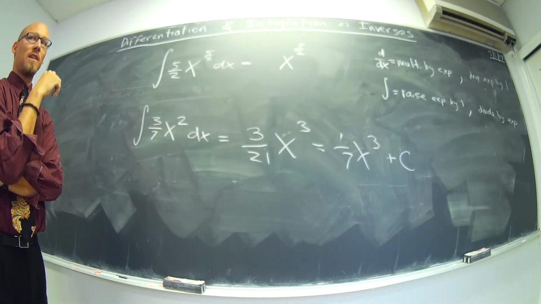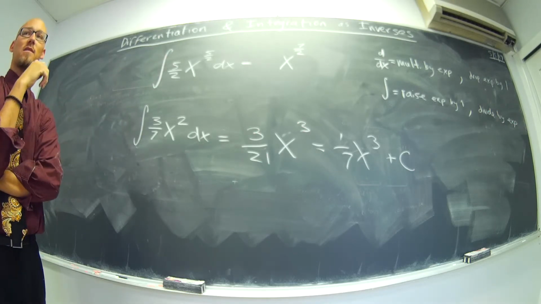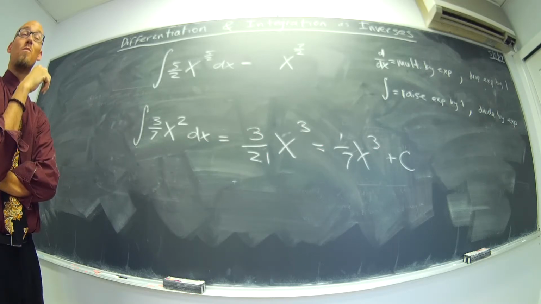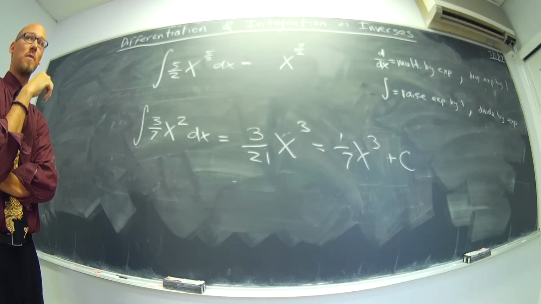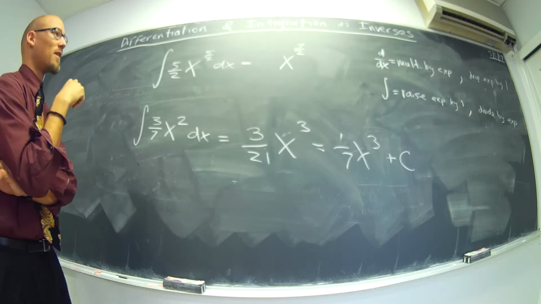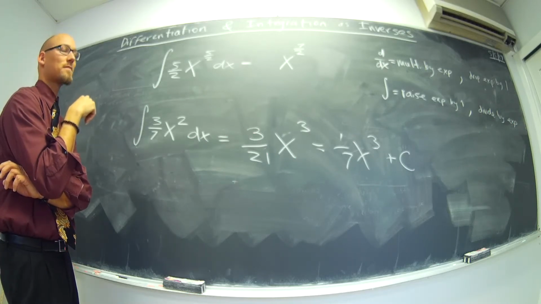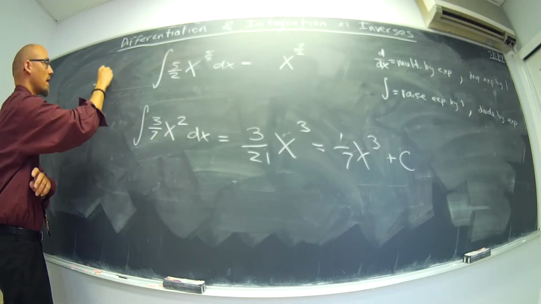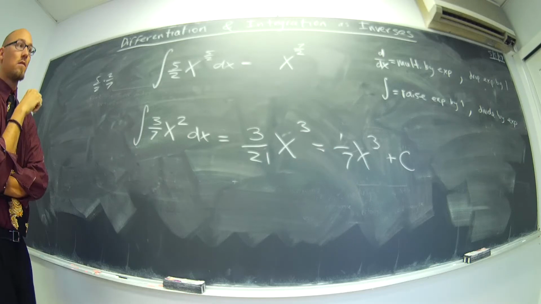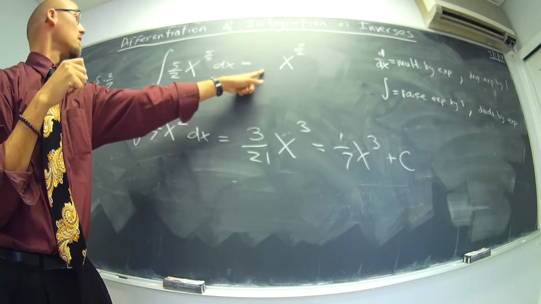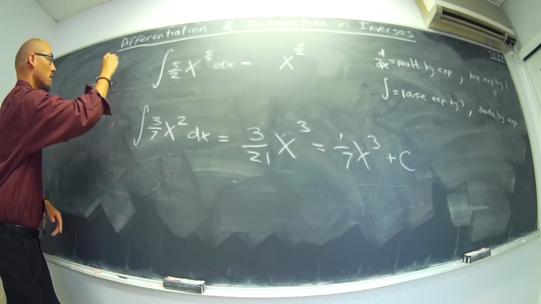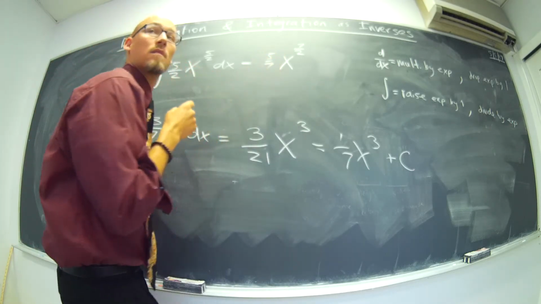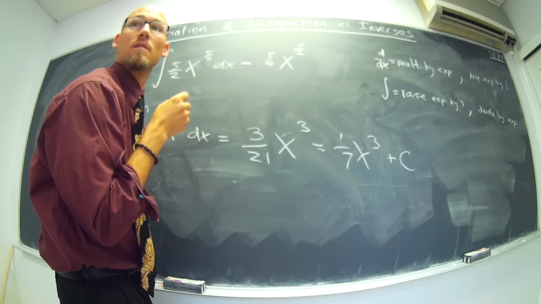So what happens when you do a fraction divided by a fraction? You multiply by the reciprocal. Which would be what? So it'll be 5 over 2 times the reciprocal of that. So what do we put here? 10 over 14, or 5 over 7, x to the 7 over 2, plus c.